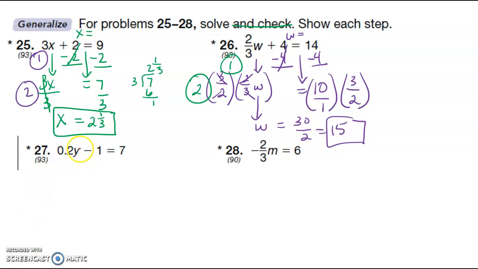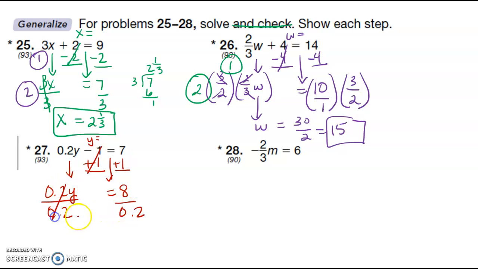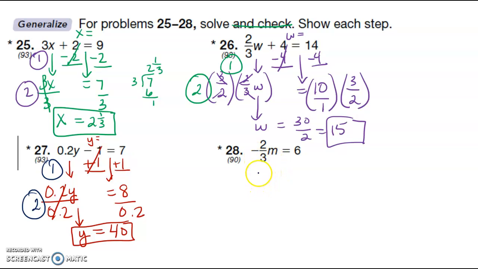Okay, here I'm trying to get y by itself. So I need to add 1 to get rid of the 1. Since I'm currently subtracting 1, I have to do the opposite. 0.2y is equal to, this goes away, 7 plus 1 is 8, and then I divide. And 8 divided by 0.2 is 40. So we have step 1, which is the addition, and then step 2, which is dividing. And then my last problem here, I'm going to have to multiply by the reciprocal.